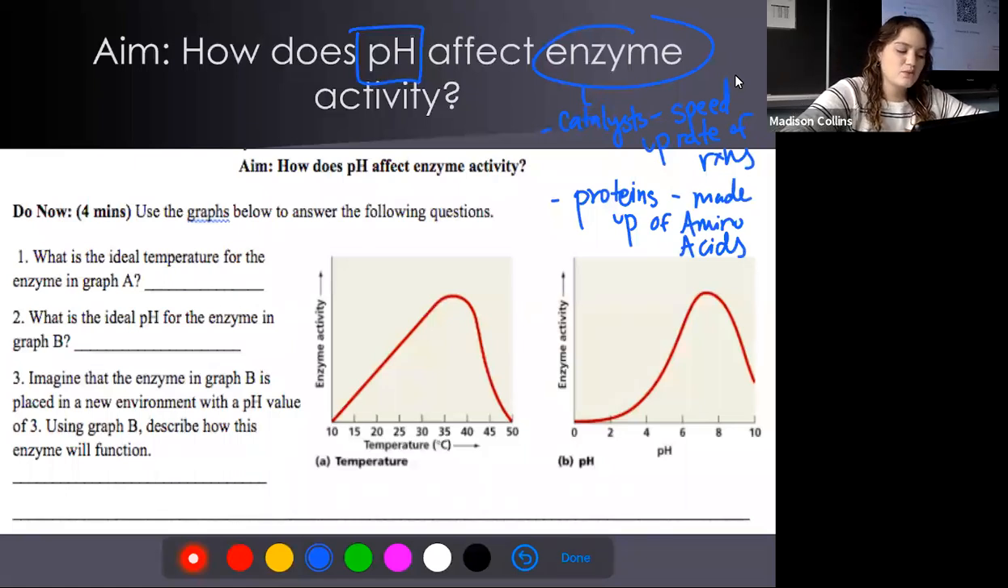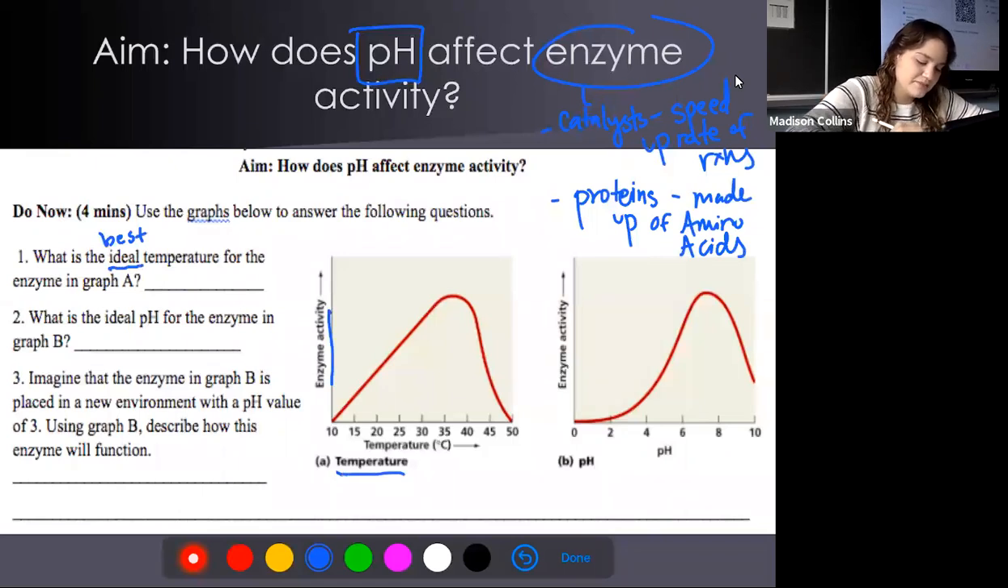So number 1 said, what is the ideal temperature for the enzyme in graph A? Remember when we say ideal, we're talking about the best. What is the best temperature for enzyme activity in graph A? Graph A is talking about temperature and enzyme activity. And we see in this graph that as temperature increases up to a certain point, enzyme activity increases as well. So we see that enzyme activity is increasing, and it increases up into a range of around 35 to 40 degrees Celsius.